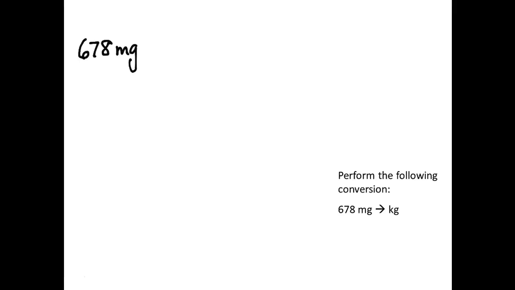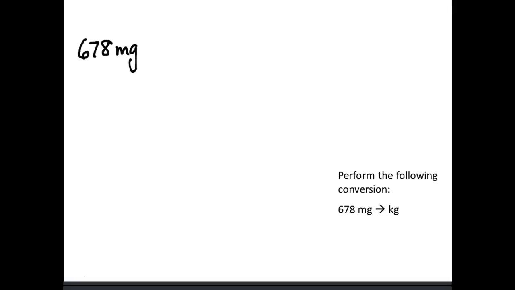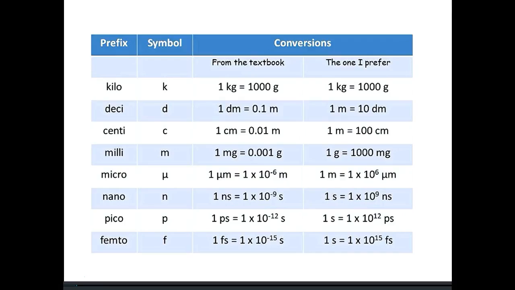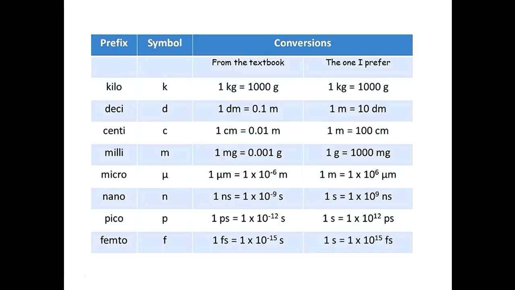So we're going to perform this conversion from milligrams to kilograms. And of course, this is a metric conversion, so we have to remember our prefixes and what those mean. So we're going to write down the only number we're given, which is 678 milligrams. And then we're going to try to remember our conversion factors, which are shown here. Doesn't really matter which ones you remember, but you need to know two of them on here. You need to know milli and kilo.